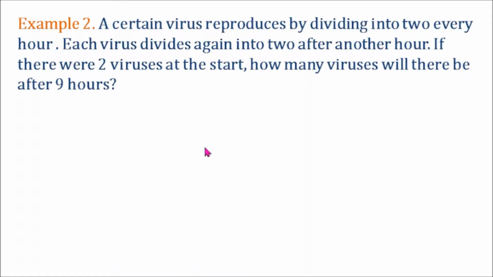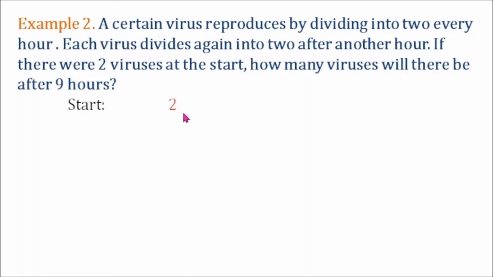Now let's do example number 2. A certain virus reproduces by dividing into 2 every hour. Each virus divides again into 2 after another hour. If there were 2 viruses at the start, how many viruses will there be after 9 hours? So this is how we illustrate the problem.